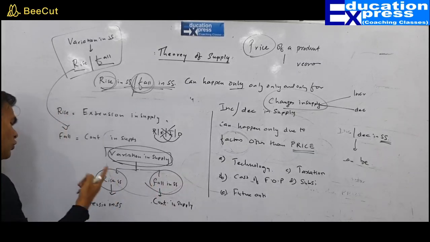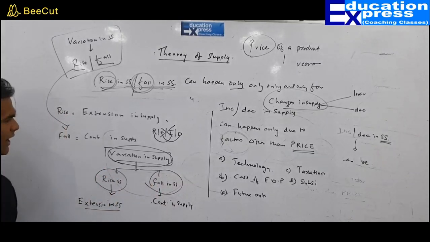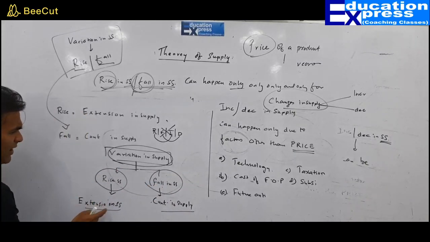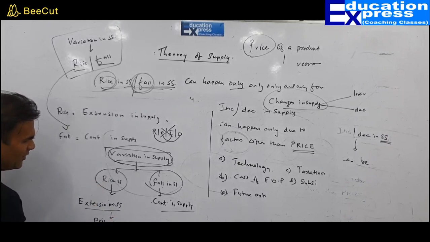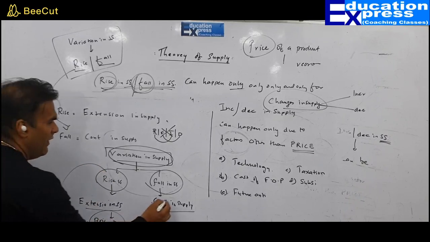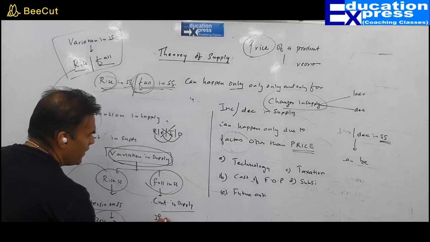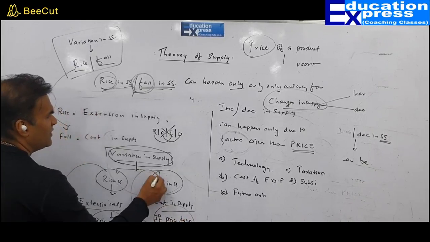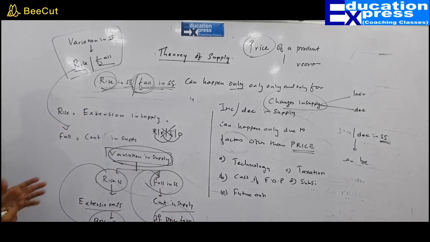Rise in supply is also called expansion in supply. Fall in supply is called contraction in supply. When will this happen? When price rises, supply will also rise. When will this happen? If price falls for a producer, supply will also fall.